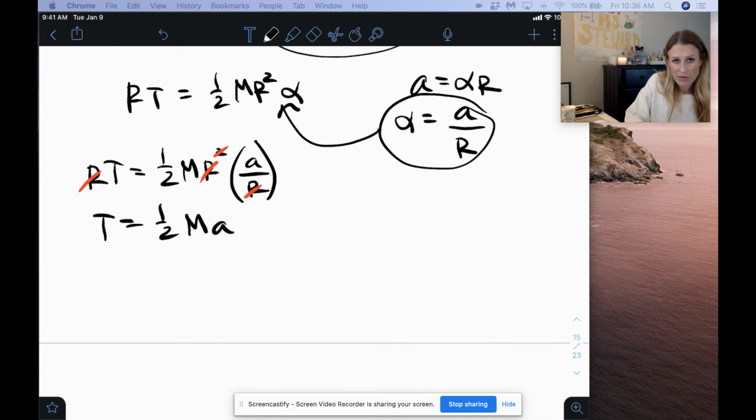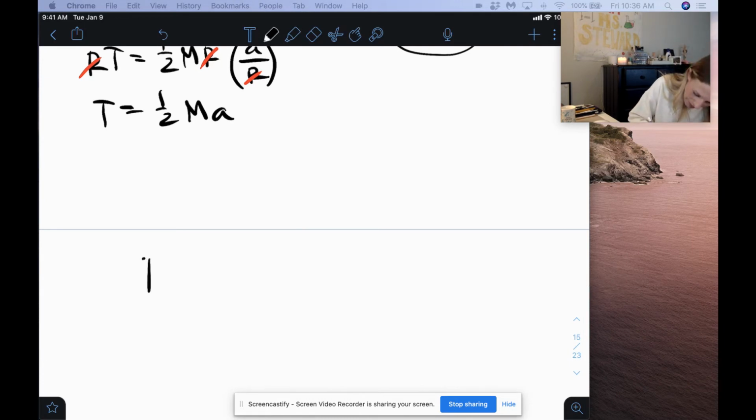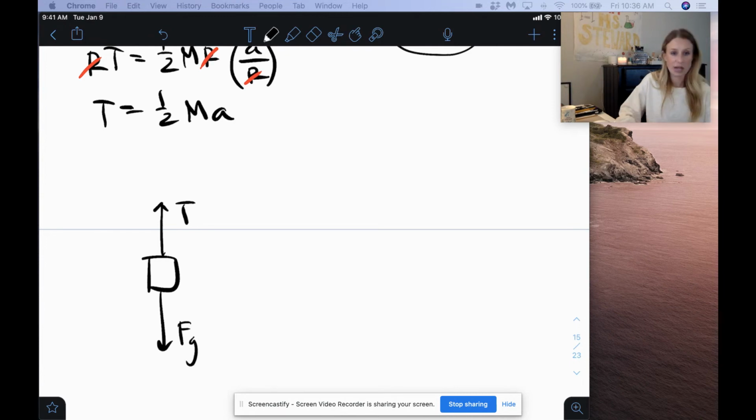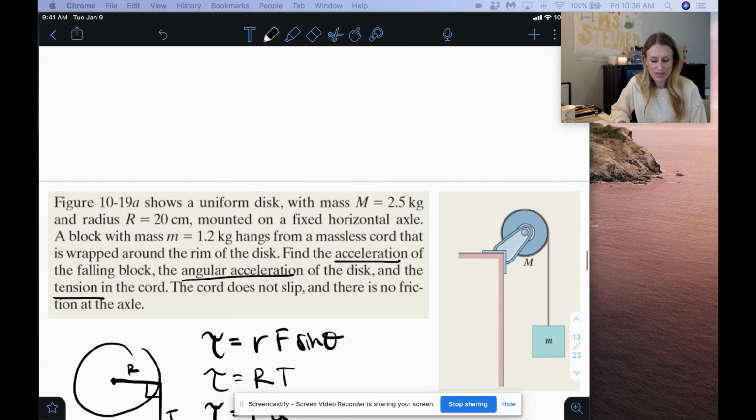I'm going to draw a free body diagram of the block and then use Newton's second law to write an equation. So my block here, I have tension pulling up, and then of course the force of gravity of the block pulling down. I know that this block is accelerating downward, so I'm going to call that a positive acceleration here. Also, a little note on signs here. We know that we call counterclockwise positive and clockwise negative on our rotations, but just like we usually call up positive and down negative, we can switch that orientation as long as we keep our signs consistent.